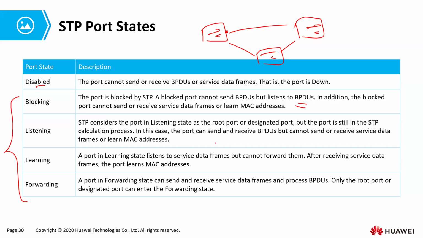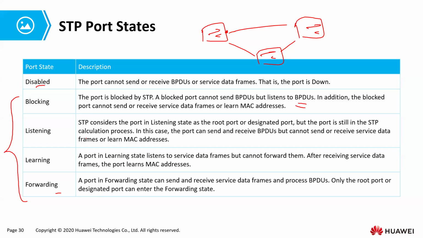In the learning state, we are learning about MAC addresses. This is the stage where we build up the MAC address table. And we listen, we send, we receive BPDUs. After receiving service data frames, the port learns the MAC address. So here we are receiving data frames. That's how we learn the MAC addresses. Then in the forwarding state, we send and receive everything now. We send and receive BPDUs, and we send and receive data frames.